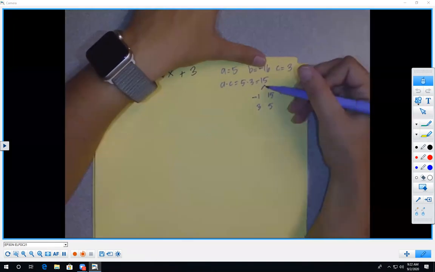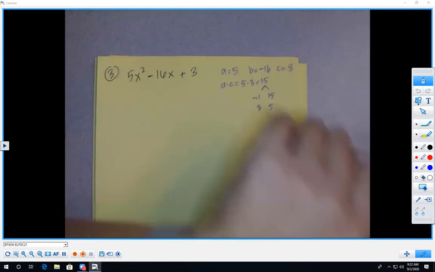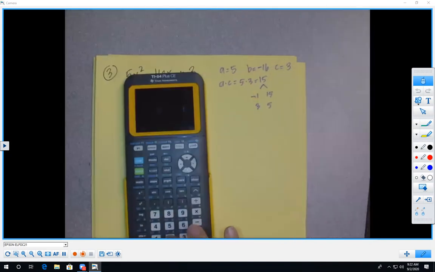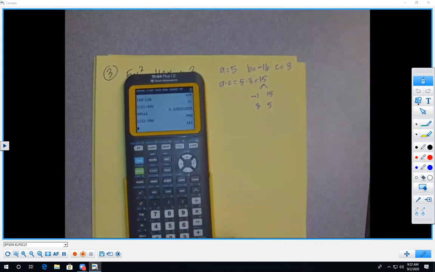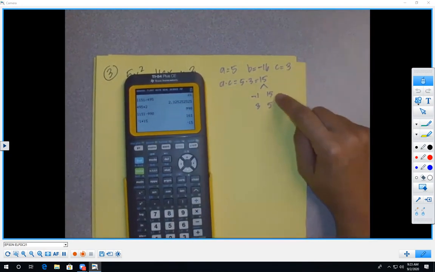Let's see if it still works. Is negative 1 times 15 equal to positive 15? No, it's not. Some people struggle with the negatives, multiplying and adding and all that. If you need to use a calculator for this, you are more than welcome to. Okay, so you could test it out: negative 1 times 15 equals negative 15. So right now this doesn't work as it stands.